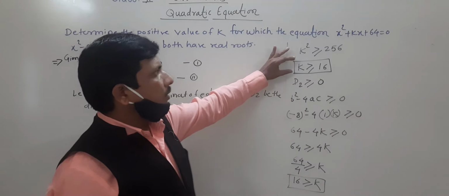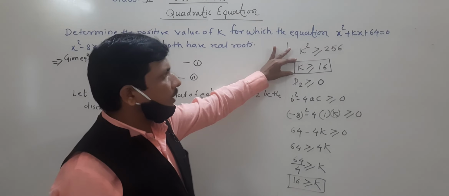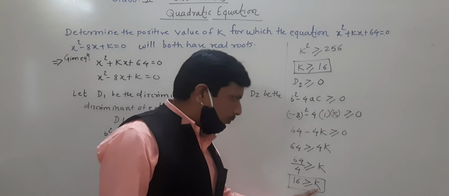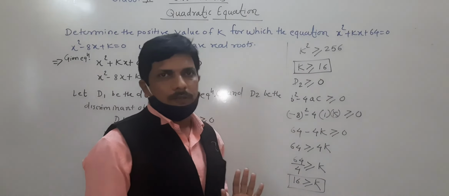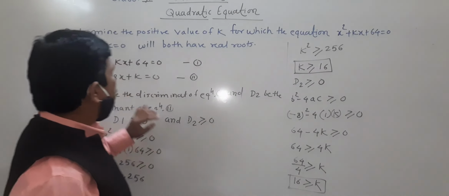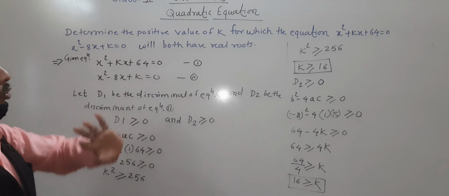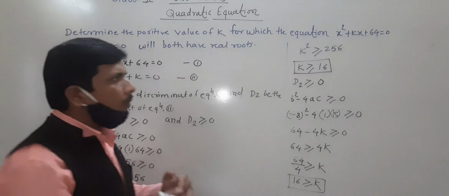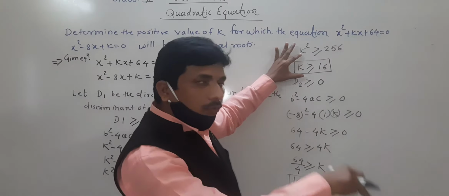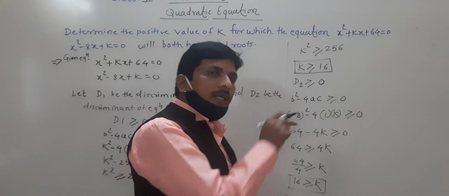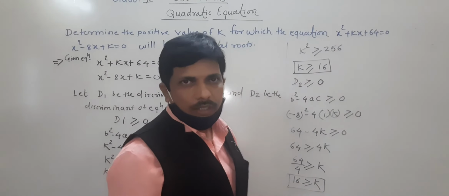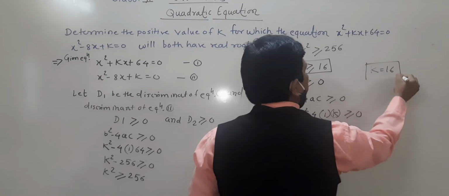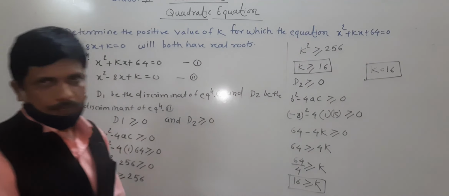Now see, from the first equation we got k is greater than or equal to 16 and from the second equation we got k is smaller than or equal to 16. Understood? And here in the question they are asking to determine the positive value of k. What do we need to decide? The positive value of k. Okay, so which is the common value? k is greater than or equal to 16 and k is smaller than or equal to 16. So which is the common value? k is equal to 16. So our answer is k is equal to 16. This is the positive value which is the required answer.